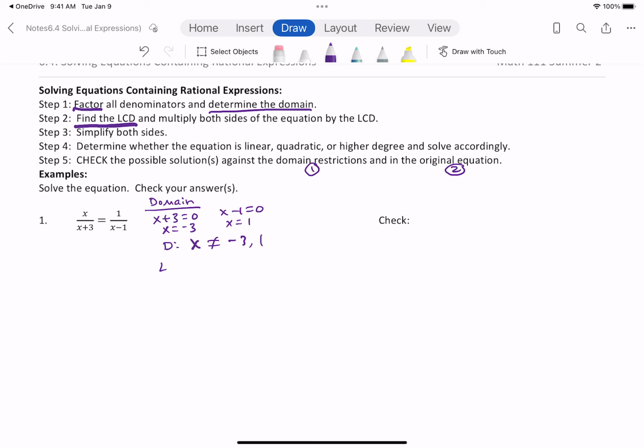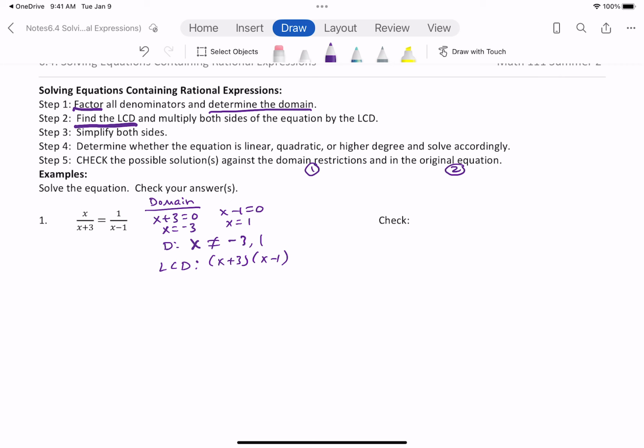So now I'm going to determine the LCD, and we've worked on this stuff before. We did this in the last section. x plus 3 and x minus 1 are two unique factors. They don't have anything in common. So all we can do for the LCD is multiply them together.